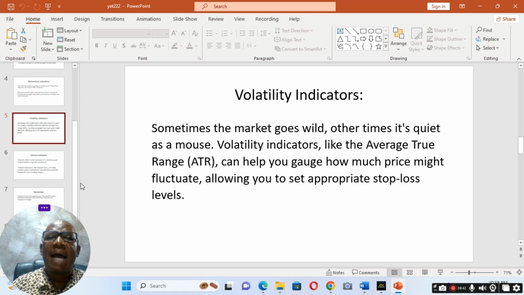However, I am never a fan of stop loss. I don't encourage the trade of stop loss. So in one of my videos, by the end of this video, you will learn how to trade without stop loss. So this is an example of volatility indicator.